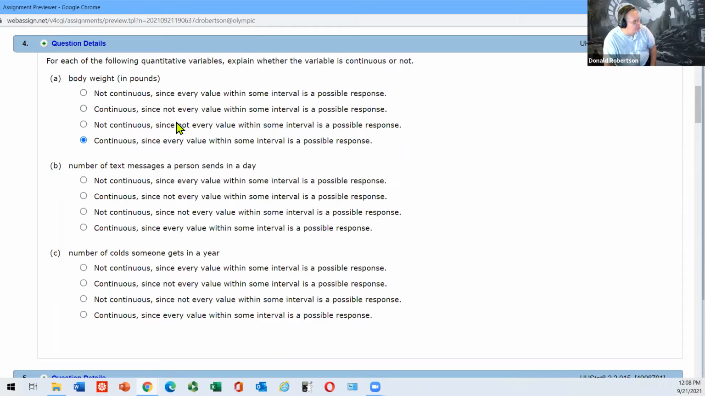Now, that one up there, if you read it carefully, has an extra word that makes a lot of difference. Not every value. That's actually the complete opposite of what continuous means, right? So be careful, because sometimes you say, oh yeah, it's continuous, but you don't read it and you click the first continuous because that's the word you saw. In this case, you better pick that one.